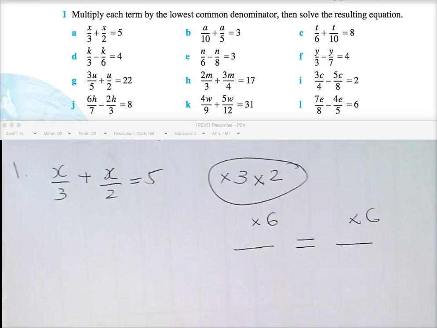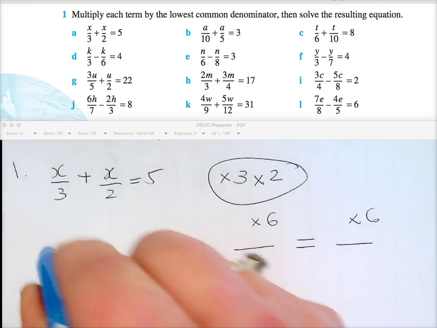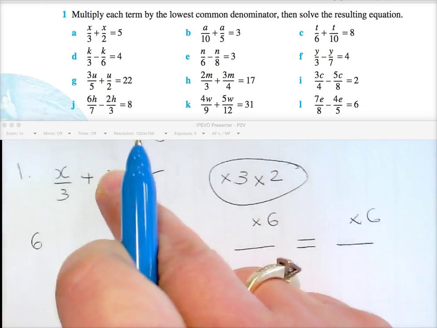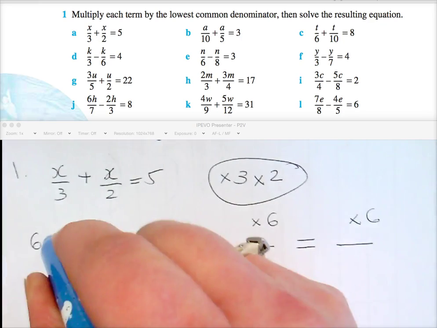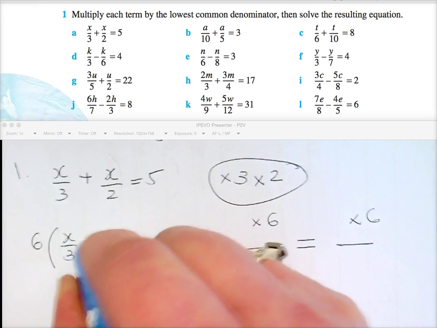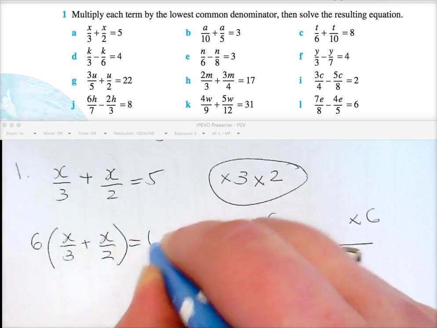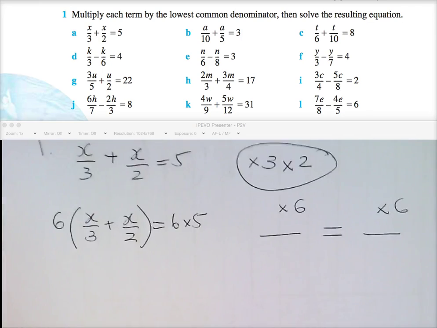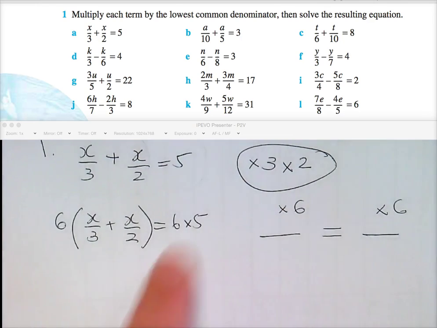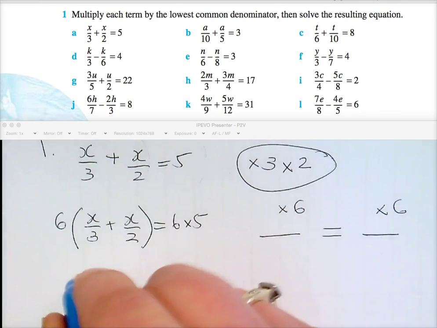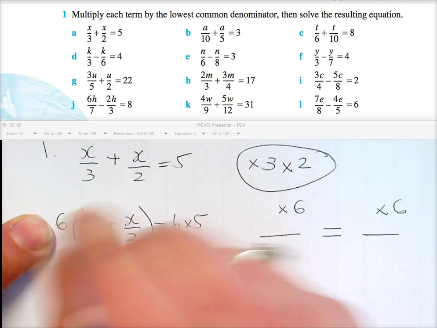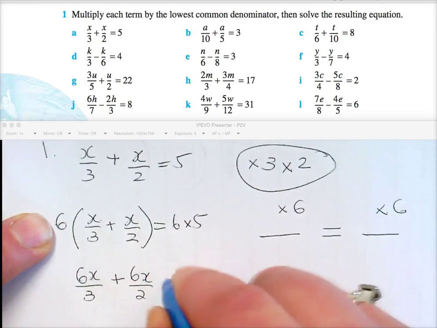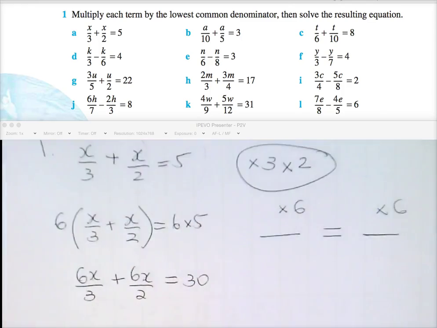So what I'm going to do here is multiply both sides by 6. So I've got to do 6 times this side and 6 times that side. Now, because there are two things, I'm just going to go brackets at the moment. This is not what we normally do, but can you see what I've done? I'm going to go 6 times the left-hand side, 6 times the right-hand side. Girls, so that's 6x over 3 plus 6x over 2 equals 6 times 5 is 30.